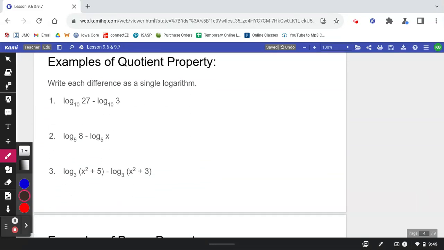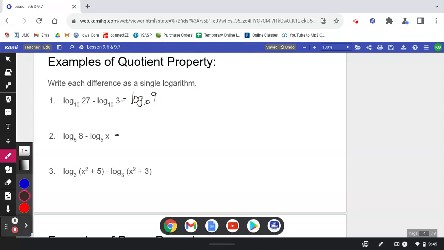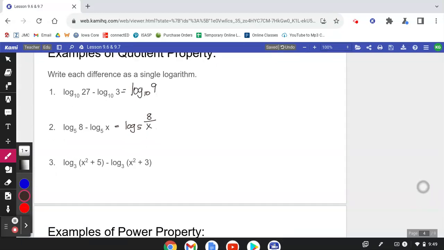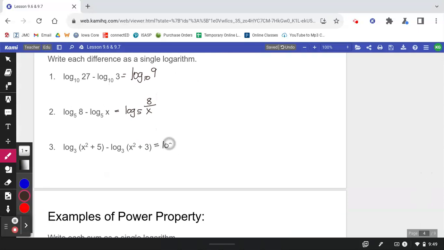Next we're talking about the quotient property. Remember that is subtraction with division. So this one would be log base 10, 27 divided by 3 is 9. This one, log base 5 of 8 over x. Not like terms, so I can't simplify, so I just leave it like that. Same case here, log base 3 of x squared plus 5 divided by x squared plus 3. Neither the x squared plus 5 nor the x squared plus 3 can be factored, so I don't have to worry about reducing any of that.